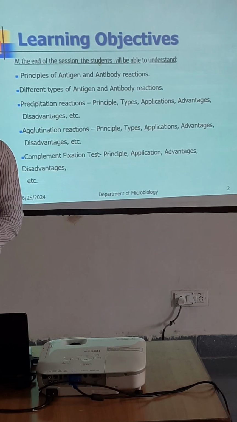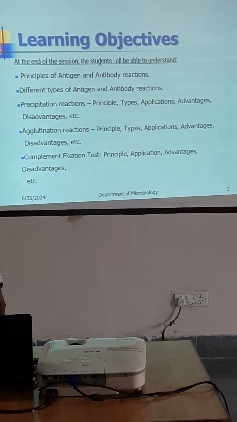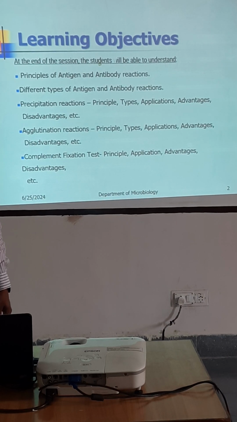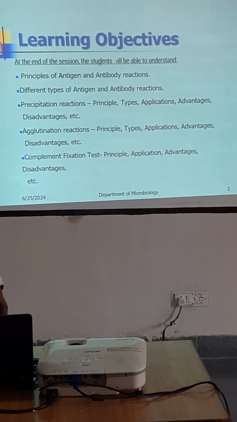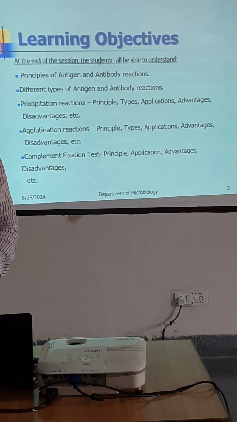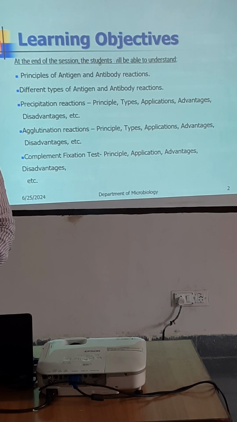So before starting with the class, we should understand the learning objectives of this particular topic, which include the principle of antigen and antibody reaction, and different types of antigen and antibody reactions, which include precipitation reaction, agglutination reaction and complement fixation reaction. Here we are going to learn about the precipitation reactions, their principle, types, application, advantages and disadvantages.